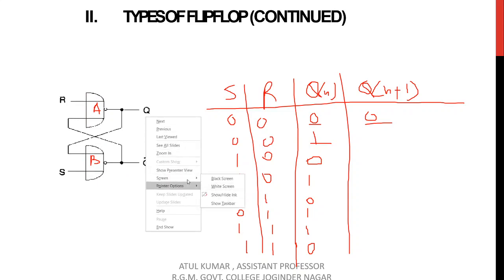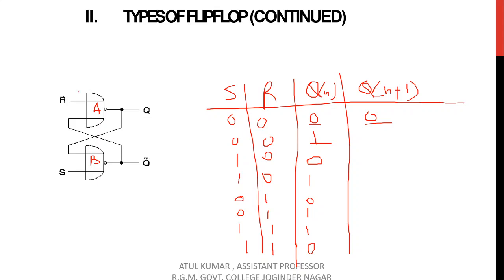So in the next input values we have S is equal to 0 and R is equal to 0 and Q is equal to 1. So Q is equal to 1, so the input values for NOR gate B are 1 and 0, and the output here is 0.